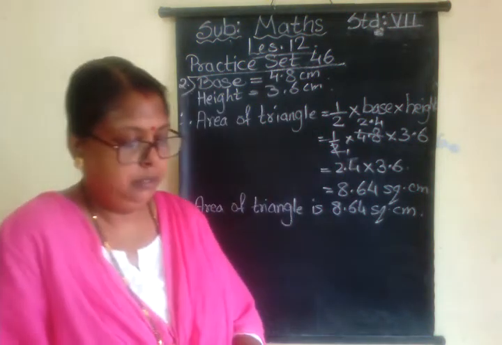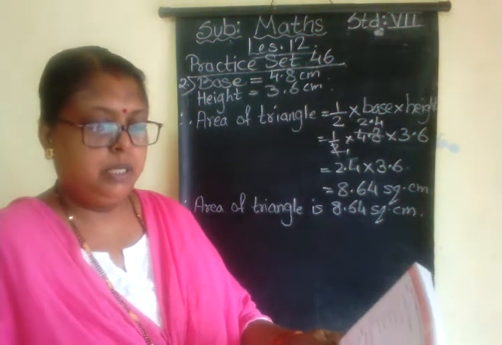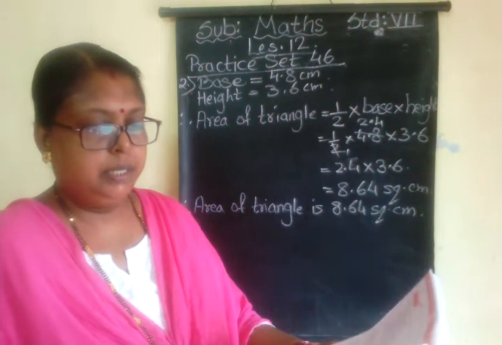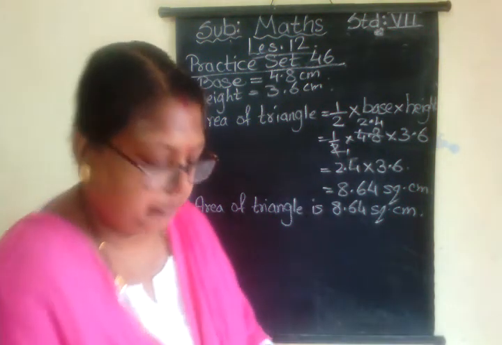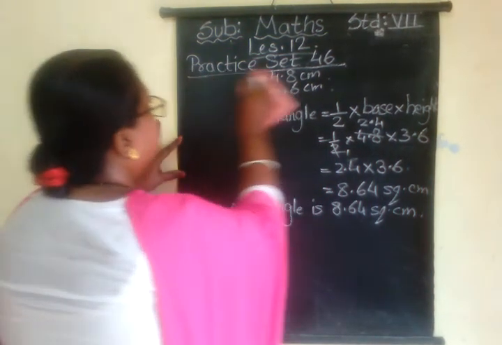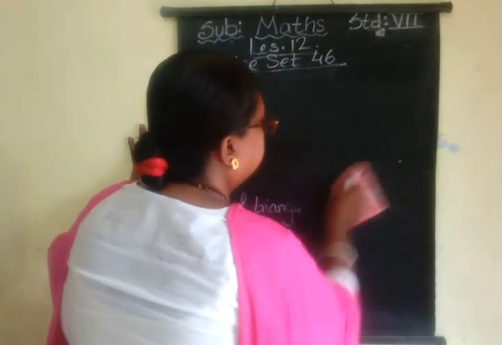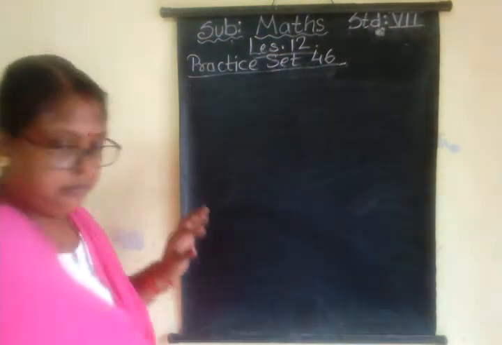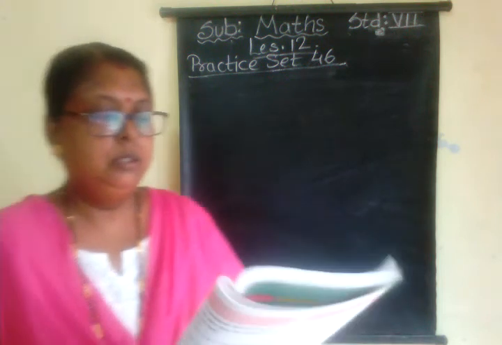Okay, very simple. Today we will complete 3 sums. Okay, total 5 sums are there. Okay, fine. Now we will begin the third one. Third sum. See the question in the book.